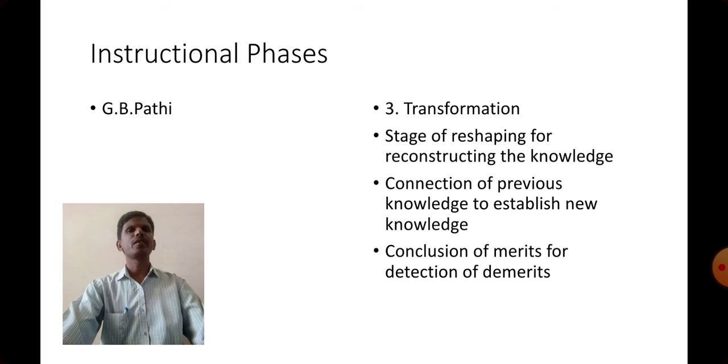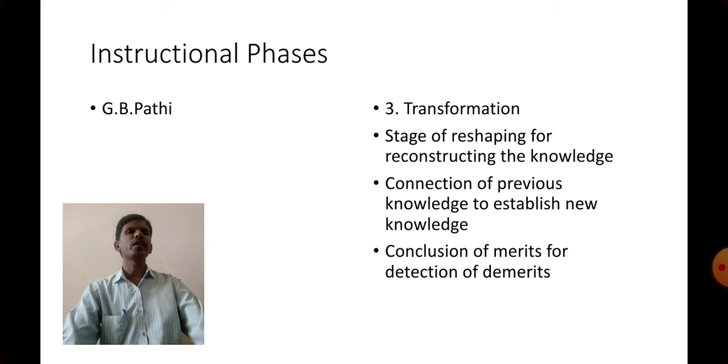The third phase is transformation, meaning reshaping of the concept he knows already. If it is good, he shapes the things in the right manner. If he has false information or facts which are wrong, he reshapes them in the third stage and reconstructs the new knowledge based on the old knowledge. So he applies the old knowledge to modify his new knowledge.